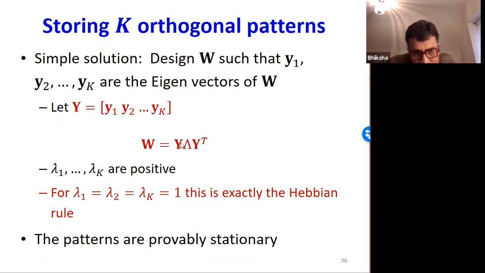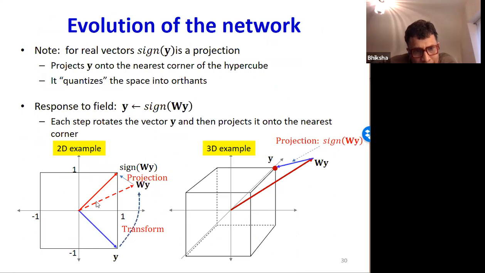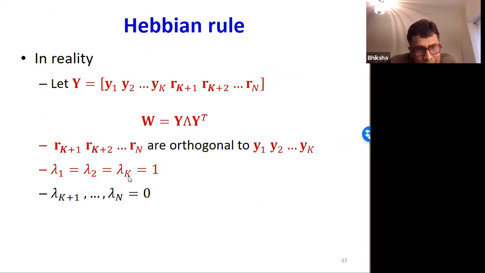You took all of your patterns and you composed a weight matrix as y times lambda y transpose, where the eigenvalues were all 1. And the hope was that in the process, these guys are going to end up being the eigenvectors of your weight matrix. So any movement out of here is going to snap the network back to that same corner, right? What was the problem with that? Suppose I'm trying to store a smaller number of patterns than the dimensionality of the network itself, right? The number of bits in the network.